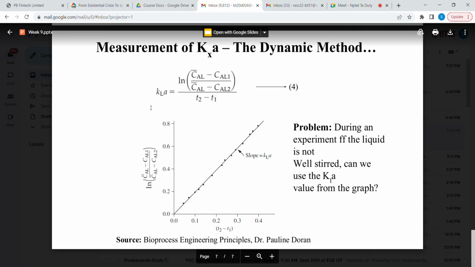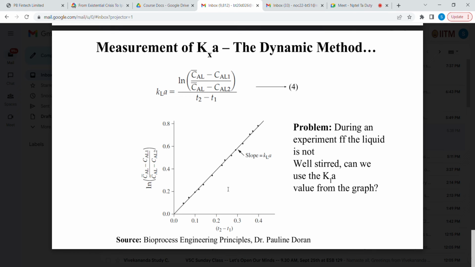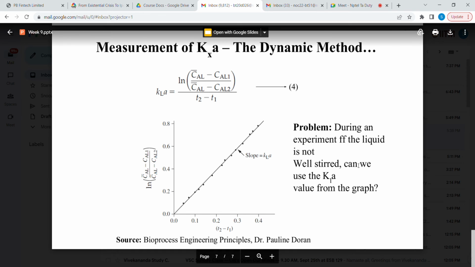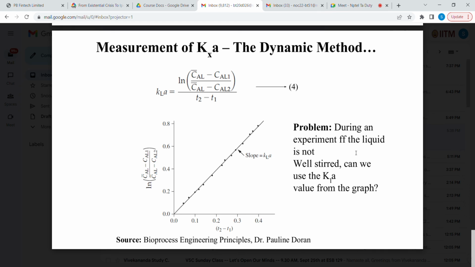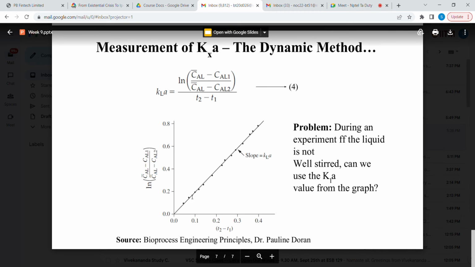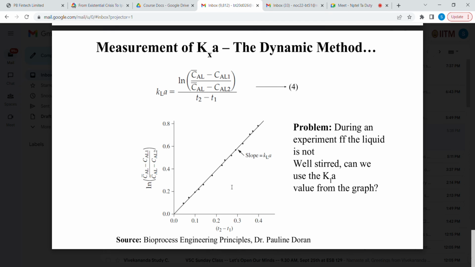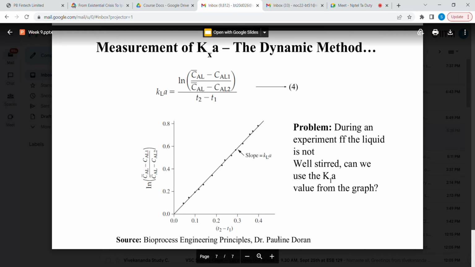So if you plot this against this, you're going to get a straight line and the slope is going to be KLA. From this we'll get the KLA, assuming that KLA is constant and doesn't change with time. Now I have a question for you. During an experiment, if the liquid is not well stirred, can we use the KLA value from the graph, or can we use this method?